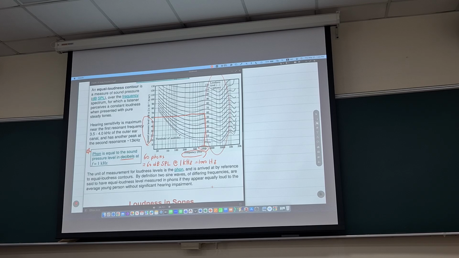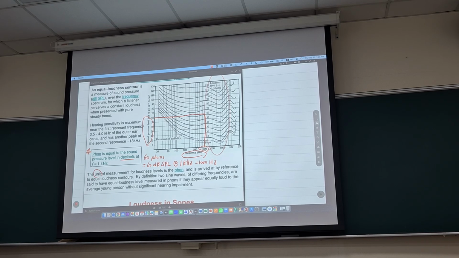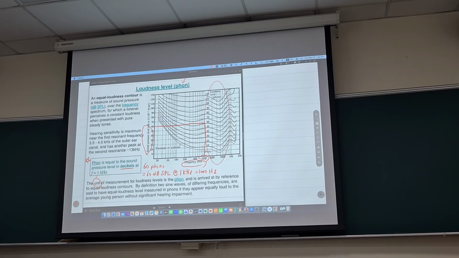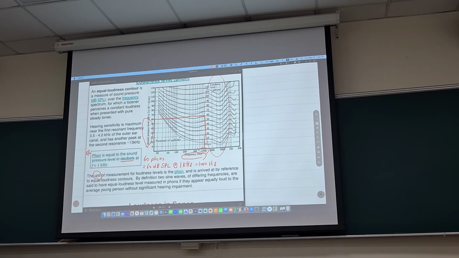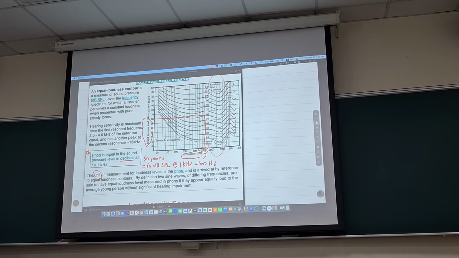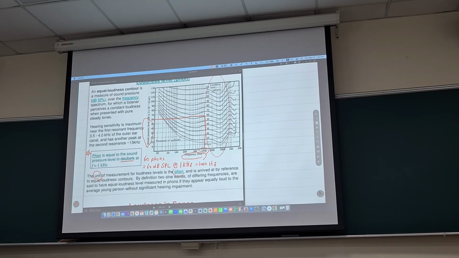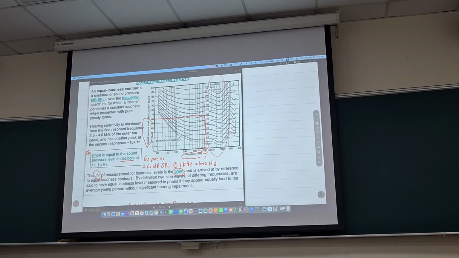So phone is the unit, as I said. The loudness level is measured in phones. The unit of measurement of loudness level, we call this phone.